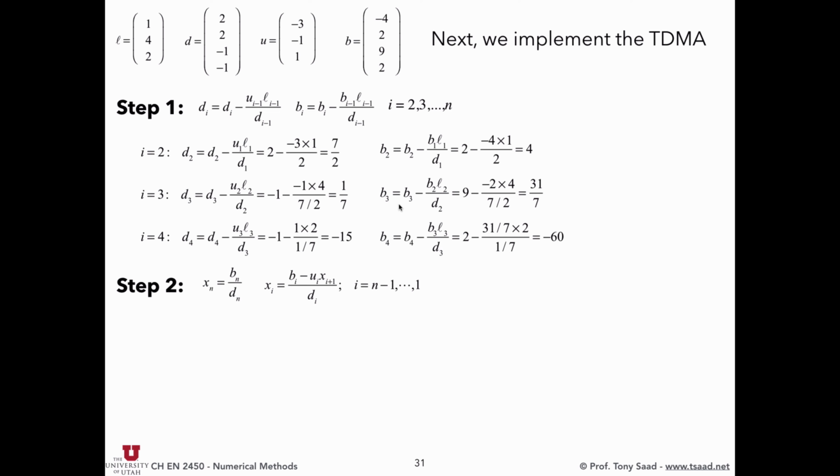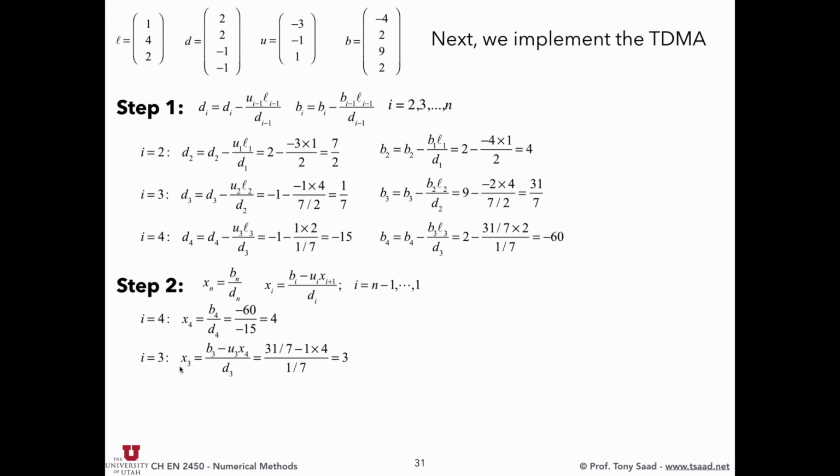Now step 2 of the algorithm is we start from the end. Xn is equal to Bn over Dn. Start from the end, so that's x4, and then we continue with the remaining x's. So at i equal 4, we start at x4, that's b4 over d4. Now what is b4? It's minus 60, we just computed it up here. Over d4, we have it here, minus 15, and that gives us 4.